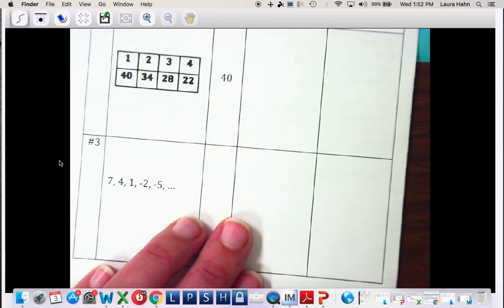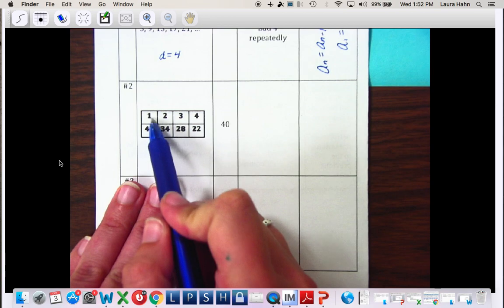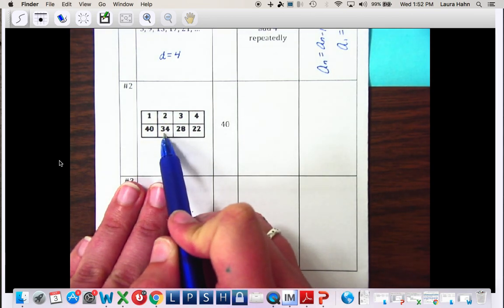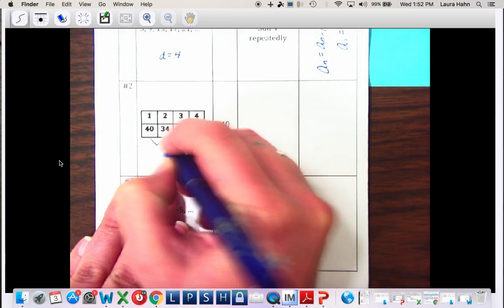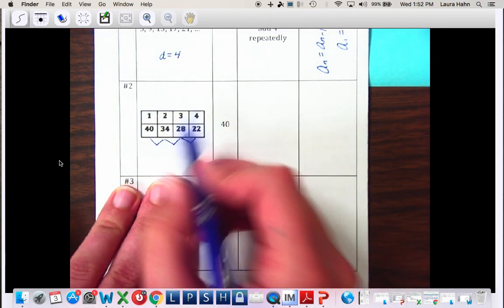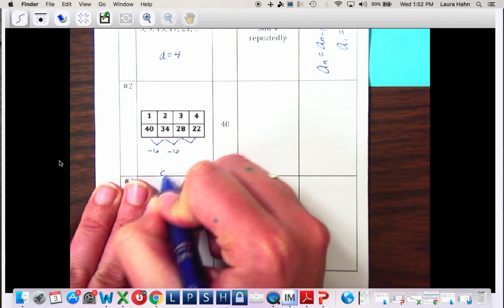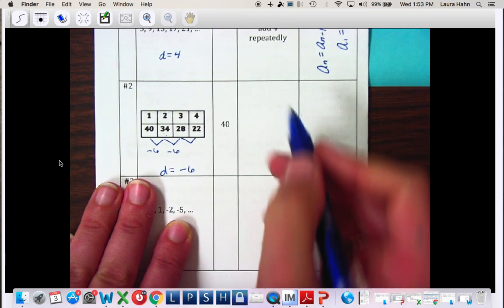Let me zoom out some. Okay, my first term is 40. Notice, a sub 1 is 40. Second term, 34. Third term, fourth term. So I'm trying to figure out what is happening each time as we move forward. So I know each time I am subtracting 6. So this time our common difference is a negative 6. Alright, so let's write it in words.